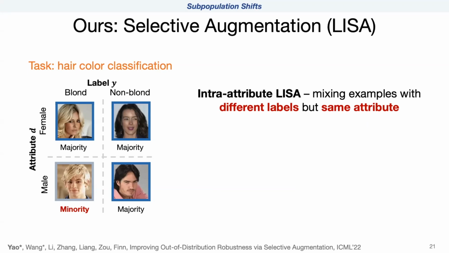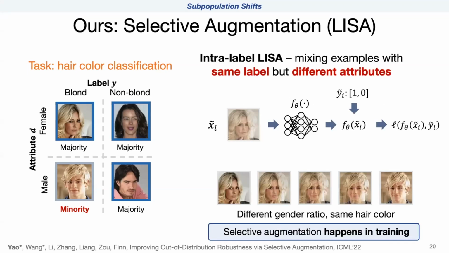Can you explain what it means that the selective augmentation happens in training? The selective augmentation happens in training means we sample a bunch of examples. First we have a batch of examples and we have another batch of examples. Every example has the same label in the training examples, but from different attributes. And then we can do the mixing on these examples.